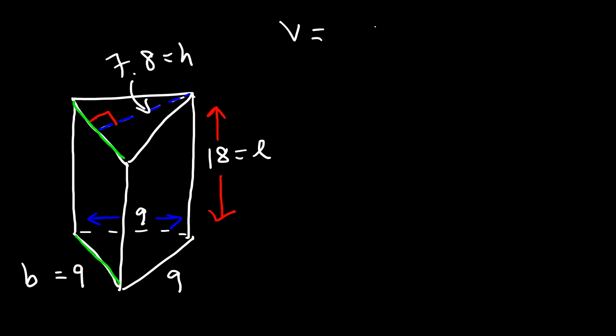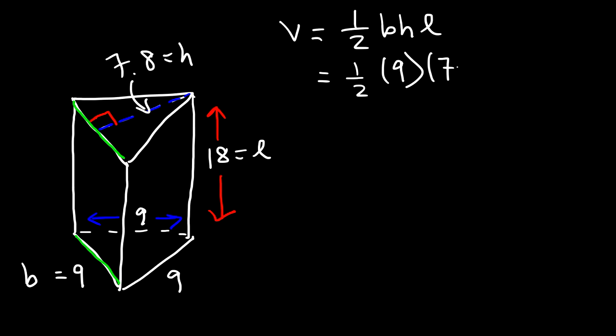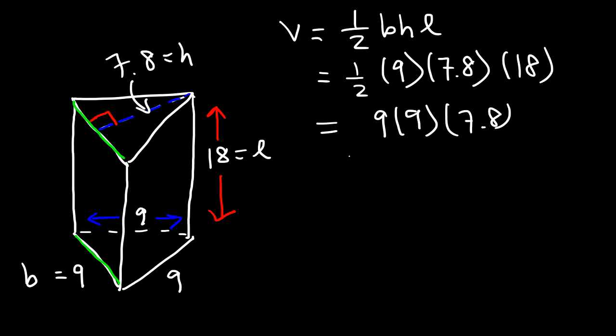So now let's calculate the volume. It's 1/2 b times h times l. So the base of the triangle is 9, the height of the triangle is 7.8, and the length of the prism is 18. 1/2 of 18 is 9. So we have 9 times 9 times 7.8. 9 times 9 is 81. 81 times 7.8, let's use a calculator for that.